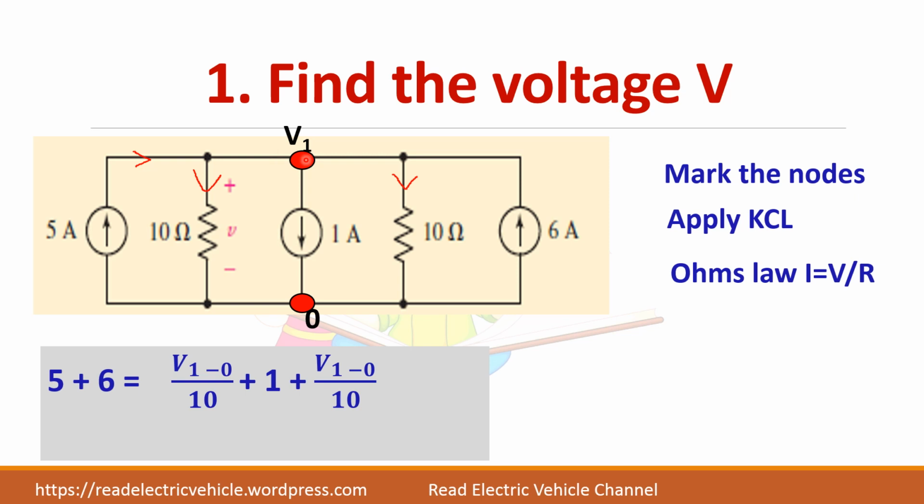And what is the current in this branch? 1 amp. So it is plus 1. And what is the current in this branch? (V1 minus 0) divided by 10. So if you solve the equation, you get 50 volts. So V1 is equal to 50 volts. V1 and V are the same. So the answer is 50 volts.